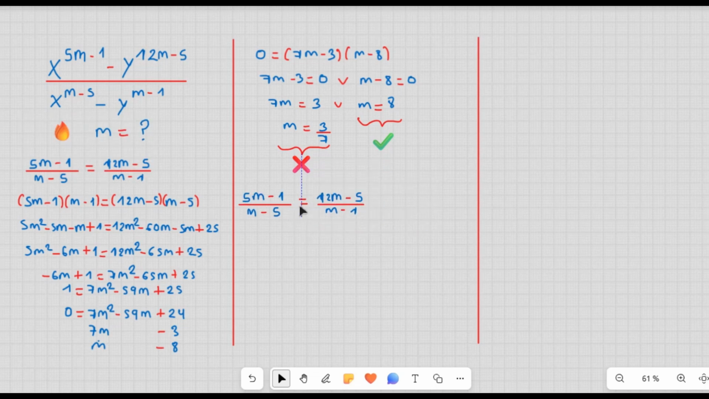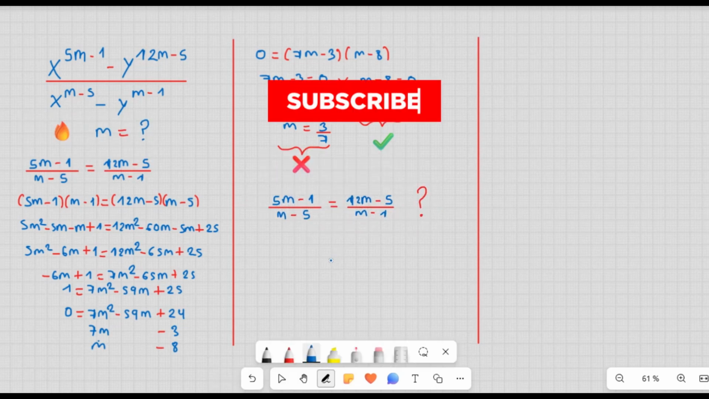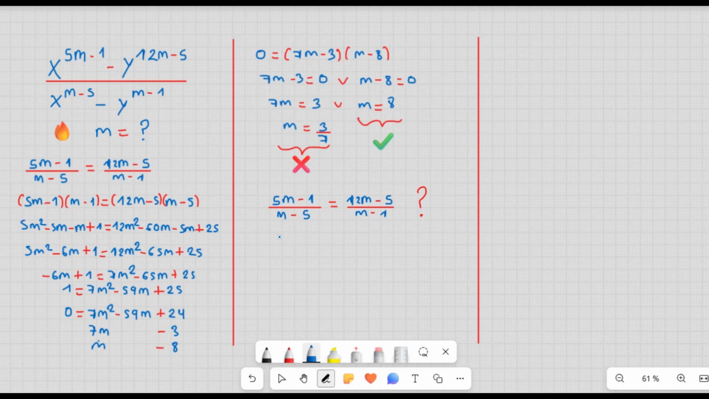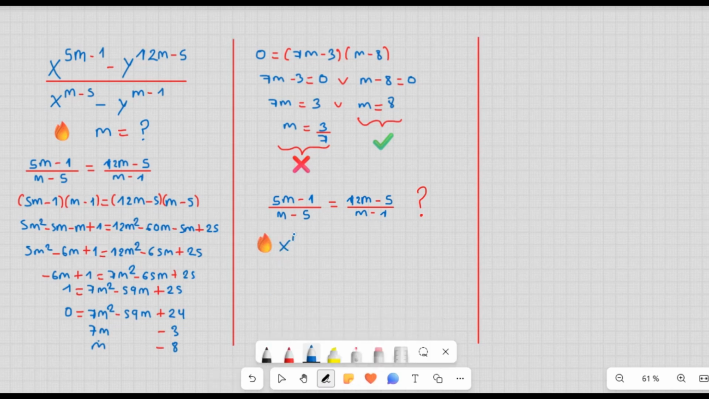Now the big question arises of exactly where this fraction equality formula we used at the beginning comes from. To prove it, we applied the remainder theorem, taking our original denominator and setting it to 0. We move the negative term to the right, establishing that x raised to the m minus 5 equals y raised to the m minus 1.